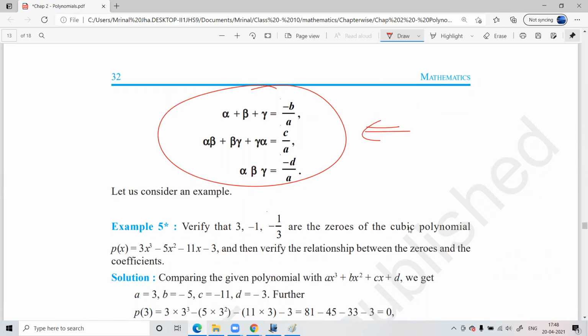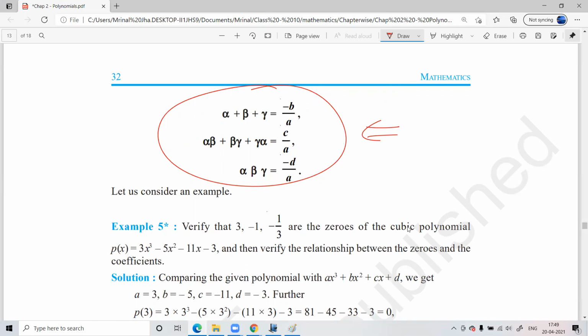Sir, you told that you will teach us alpha, beta, and gamma. You mean the Greek alphabets? Yes, sir. Yes, that's what we are talking about right now.